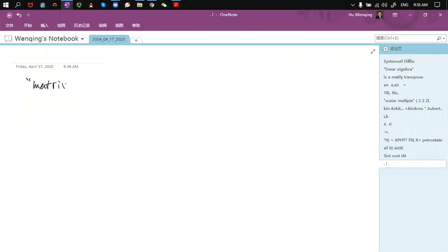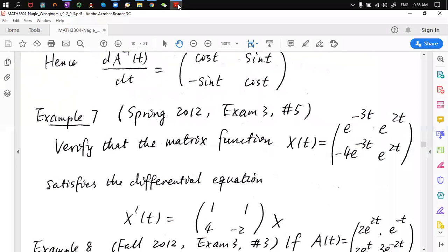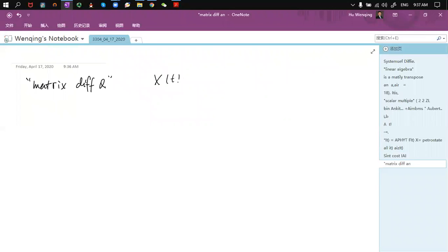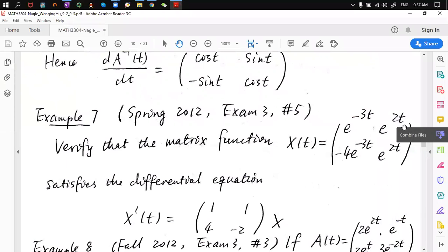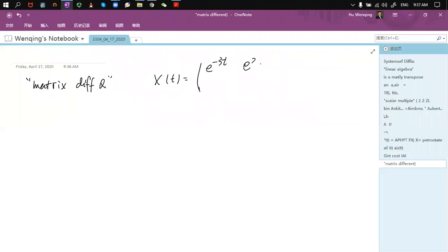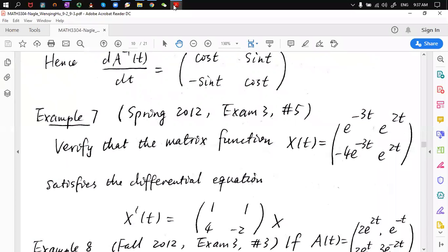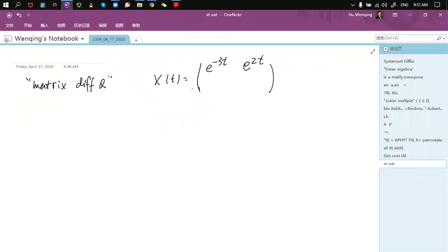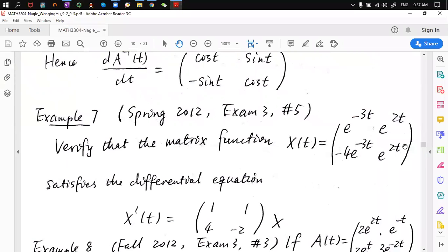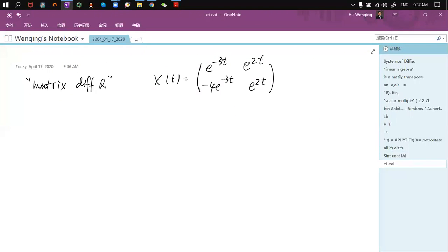Okay, so I mean, you can talk about this type of matrix diffuse. So how to do that? Well, you have x of t, right? So x of t is equal to e power minus 3t, and e power of 2t, and then you have 2 times minus 4 e power minus 3t, and then you have e power of 2t. You would like to consider x prime of t.